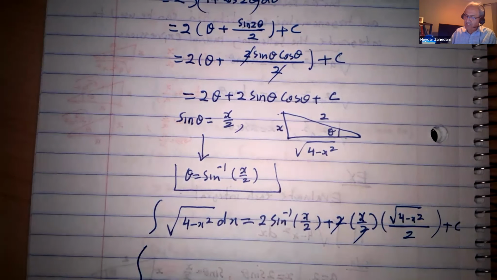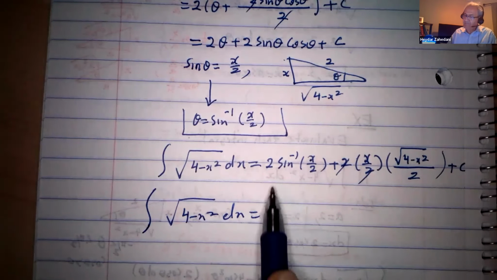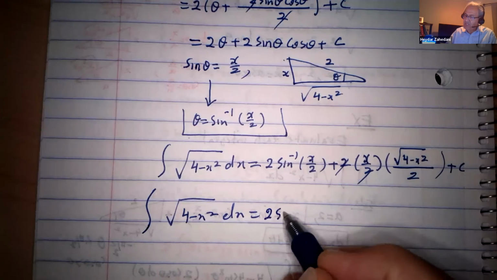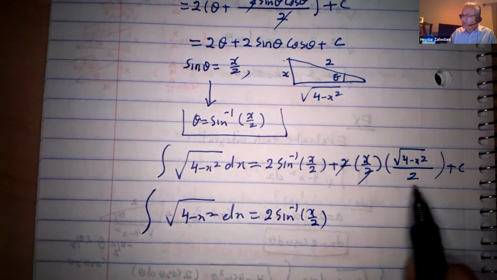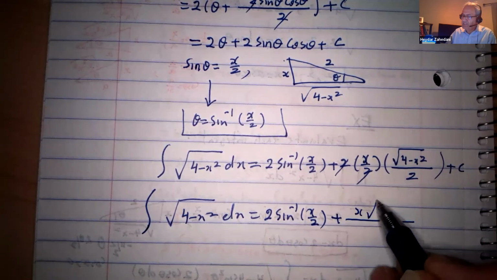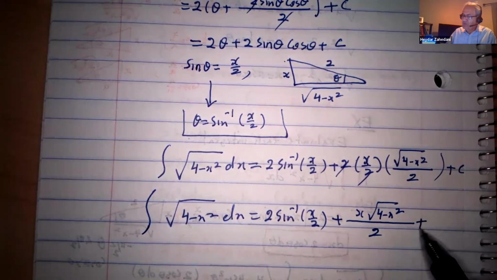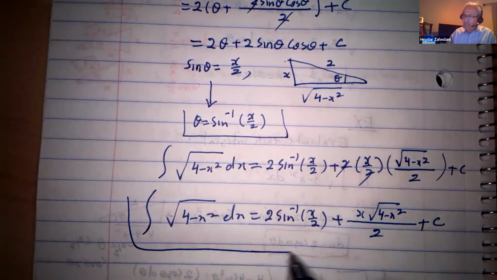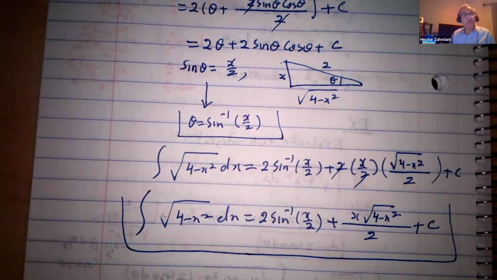So finally, the integral of the square root of 4 minus x squared dx is always equal to 2 sine inverse of x over 2, and over here is going to be plus x times the square root of 4 minus x squared over 2, plus the constant c. That gives you the final answer. And this is the way you write it down on the test.